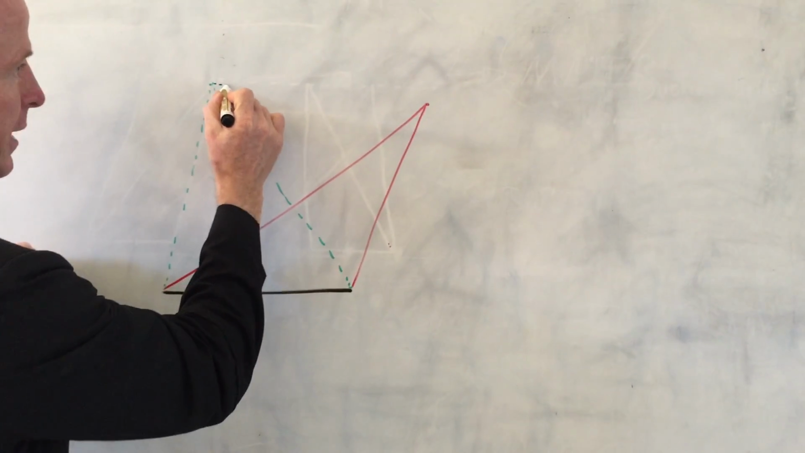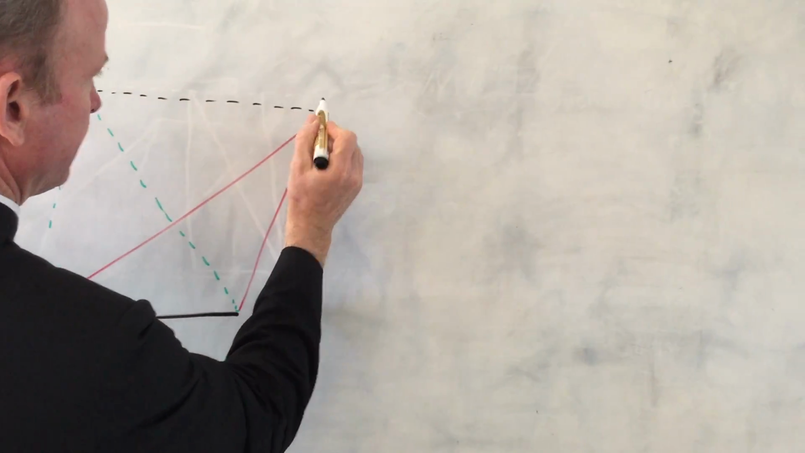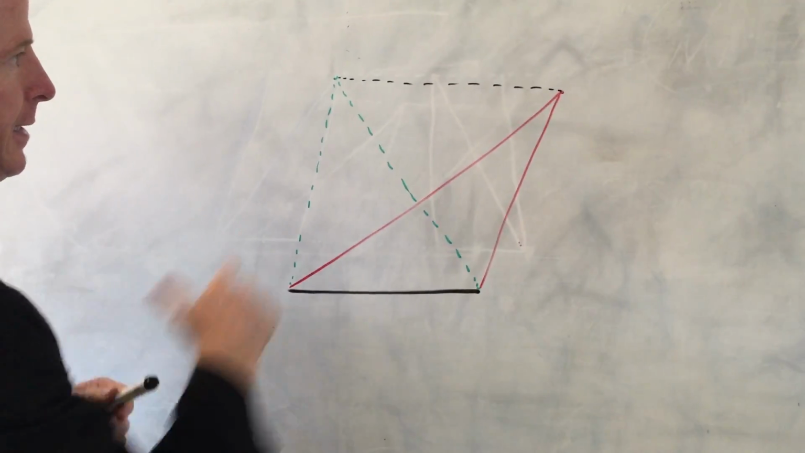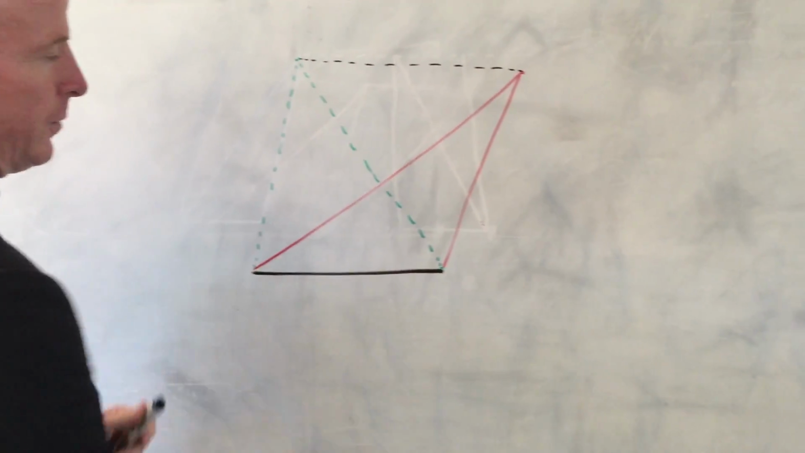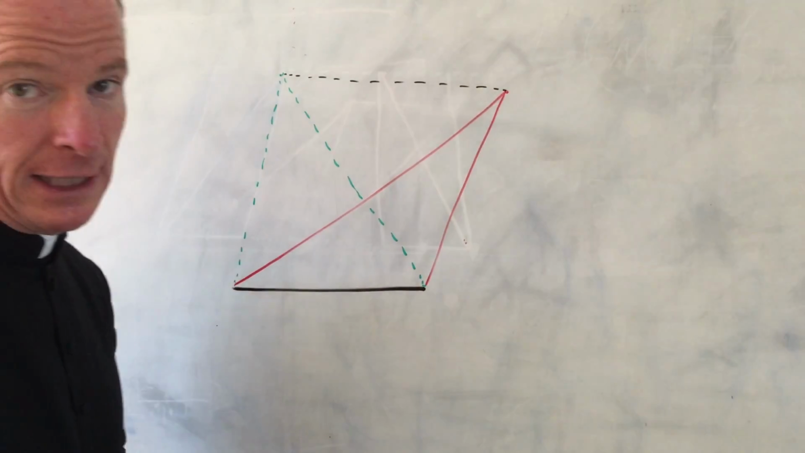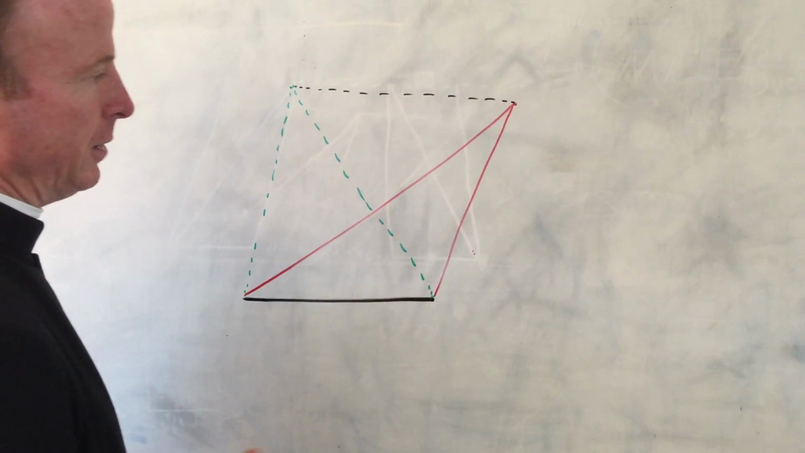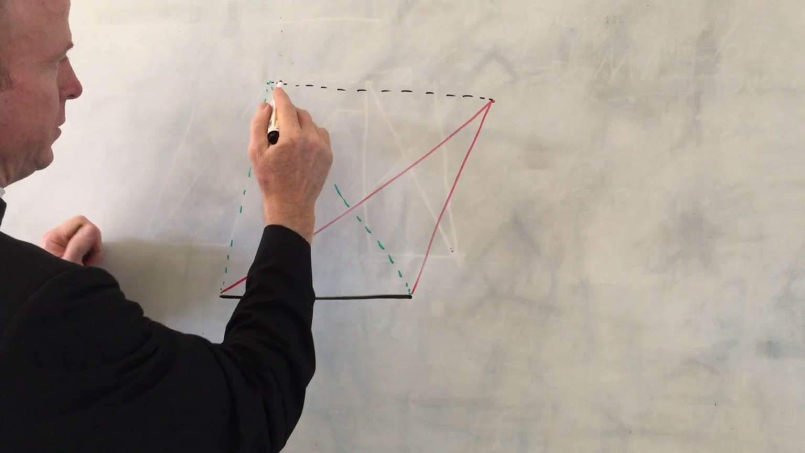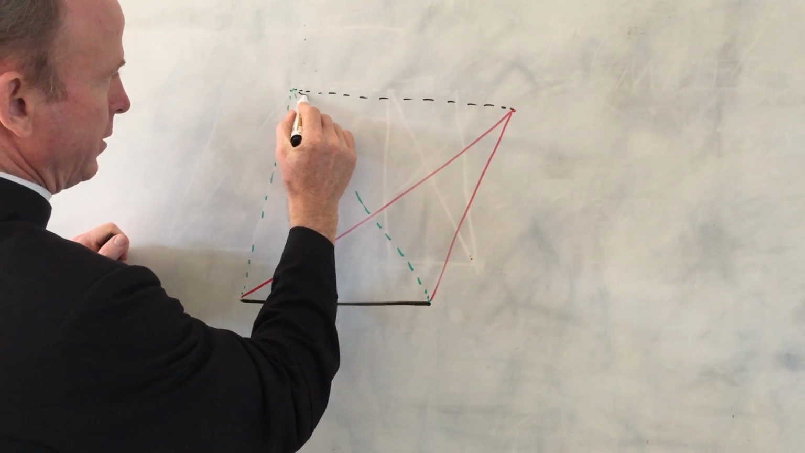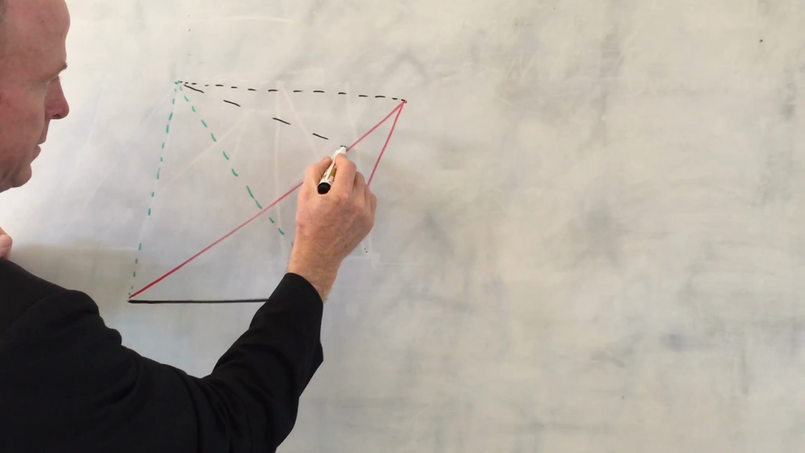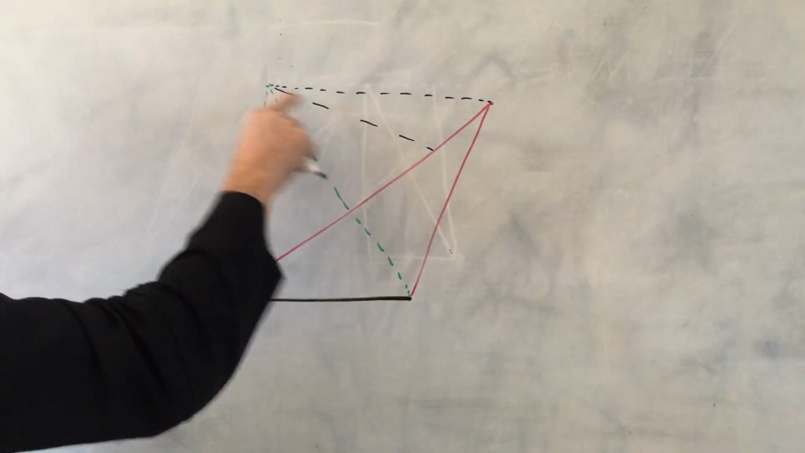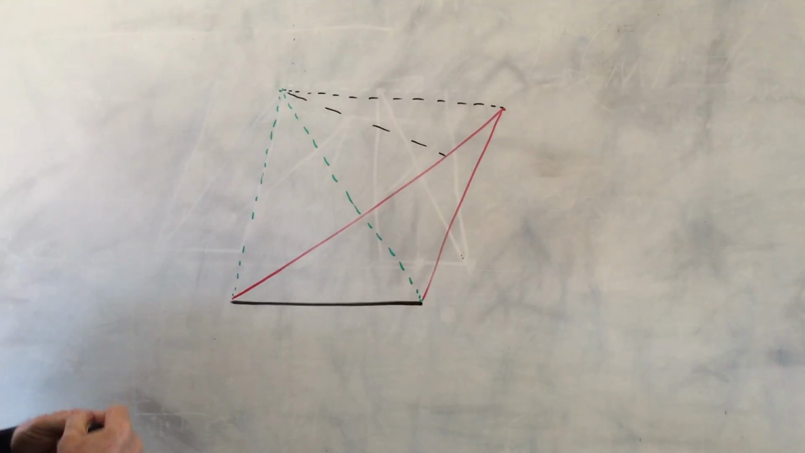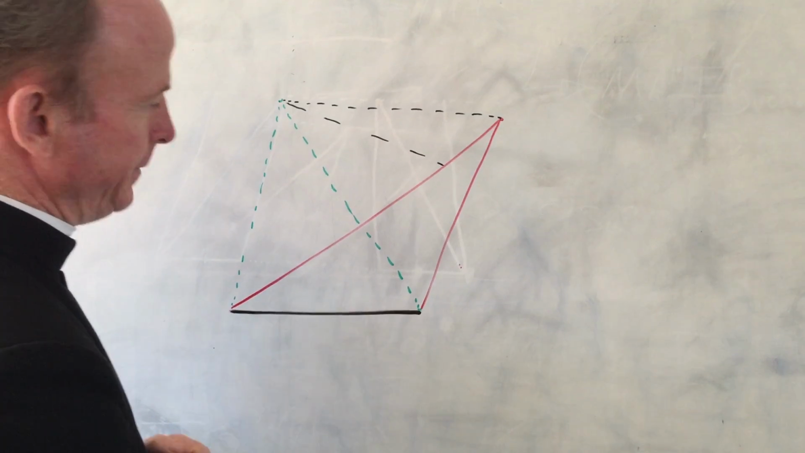So let's connect the apexes with a straight line. I say that this line is parallel with this line. For if not, some other line is parallel to this line, from this point, say. So let's make another line. Let this line be parallel to this line, and not this line.